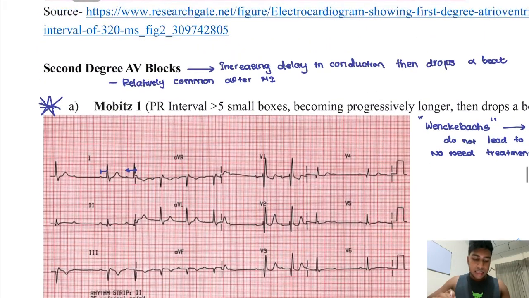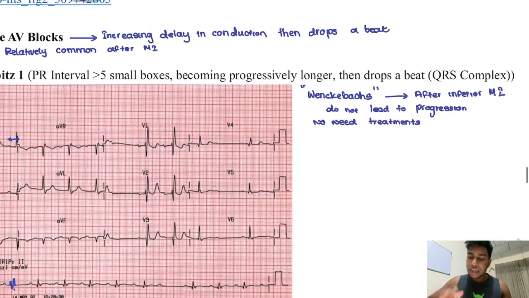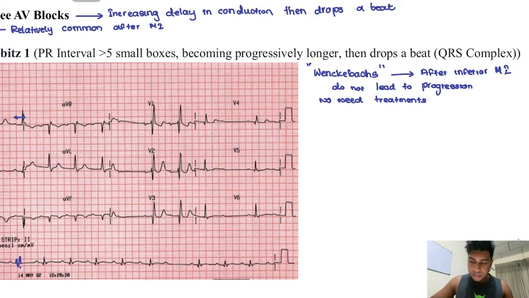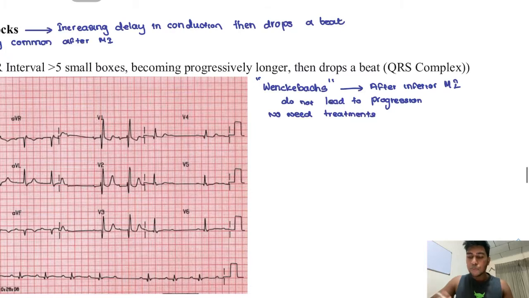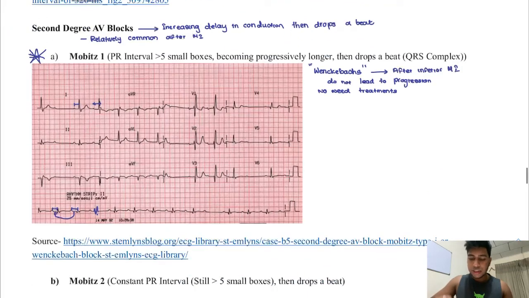So in second degree AV block, Mobitz type 1, also known as Wenckebach's, you get a PR interval greater than 5 boxes, becoming longer, suddenly dropping a beat. Okay, and this does not progress. Usually you get it after an inferior MI, does not progress, and so you do not need to really treat these patients.